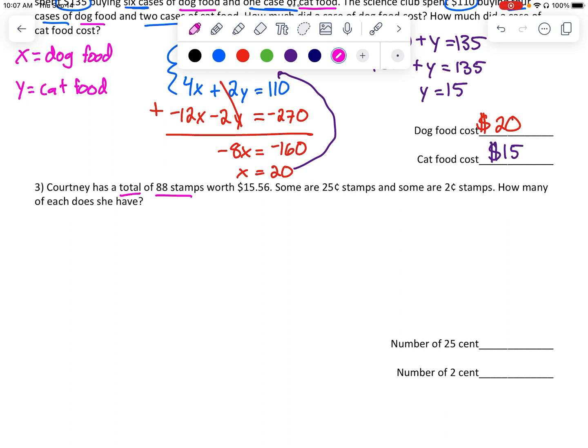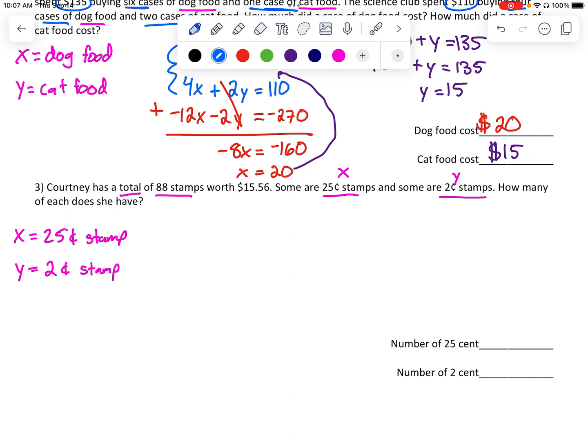Okay, so these are the two types of stamps we're working with. So I'm going to call this my X and this my Y. So X is the 25-cent stamp, and Y is going to be my 2-cent stamp.